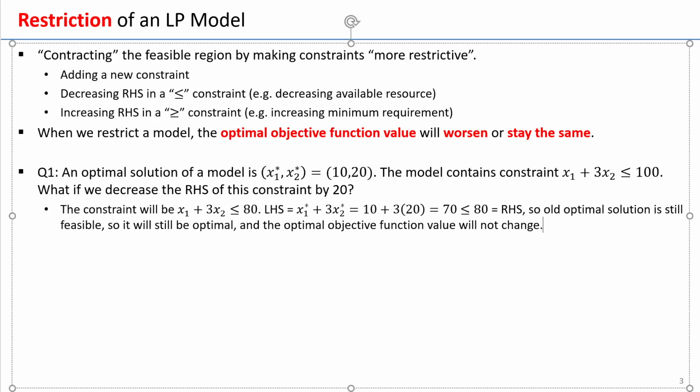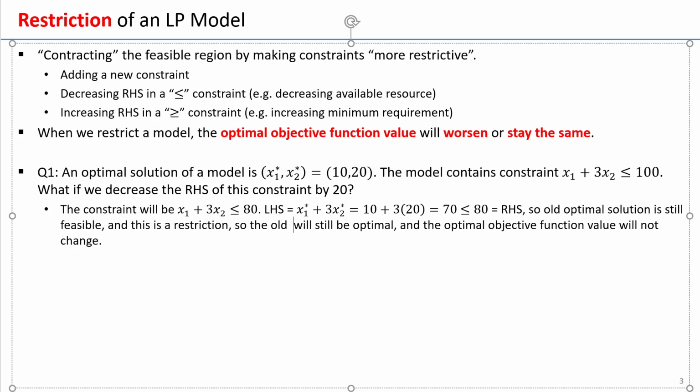So notice what the procedure is. If you have a new constraint or a restricted constraint, just check if the old optimal solution is still feasible. If it still is feasible, and this is a restriction, then the optimal solution is still optimal.